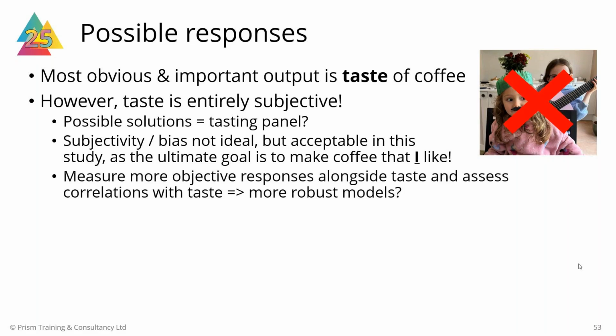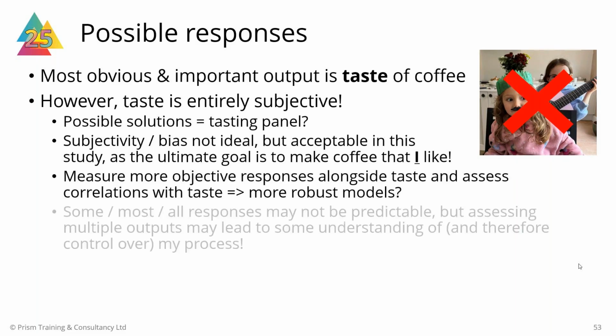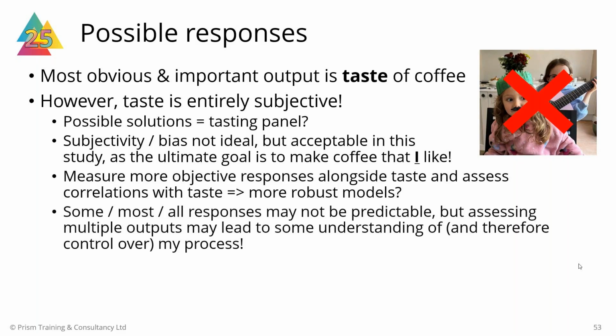I can also see if there are other things that I could measure alongside that to allow me to assess things more objectively and potentially build more robust models. And it may be I have to accept that not all the responses that I measure are going to be predictable. My taste is going to be very variable from one day to the next. And it may be that I have to accept that the model I get for my predicted taste is not great. But does that really matter?